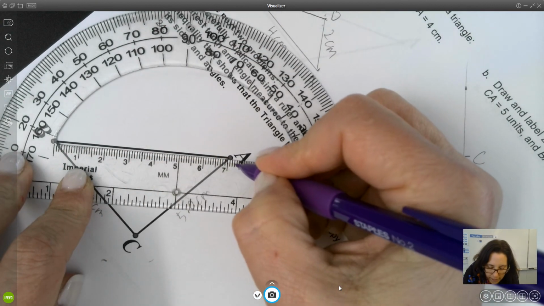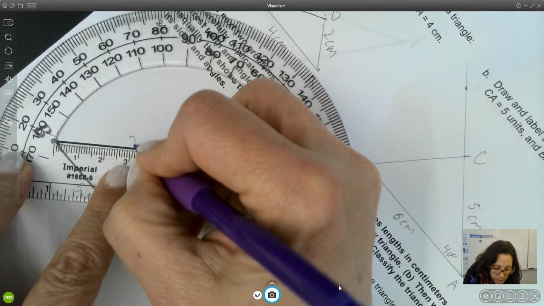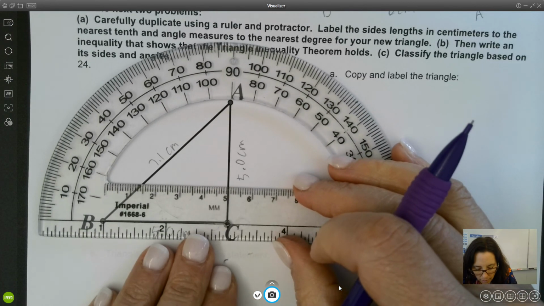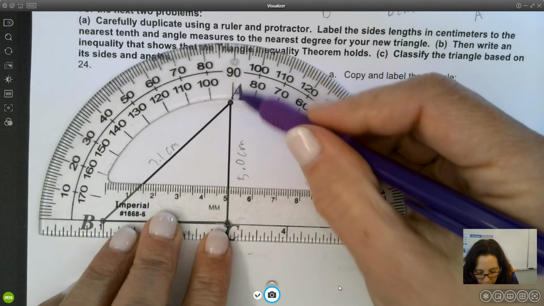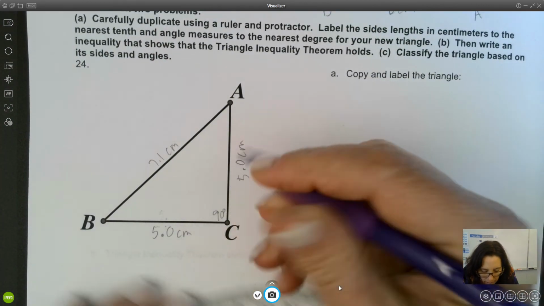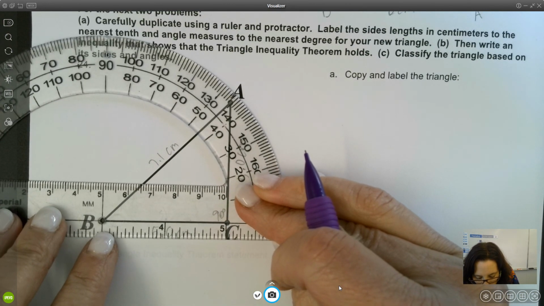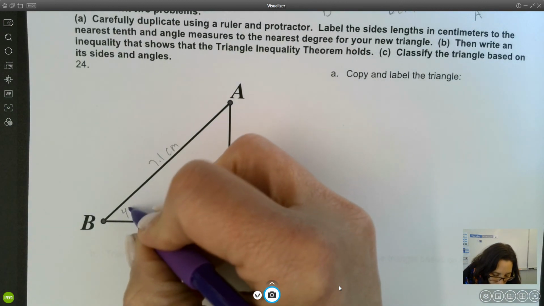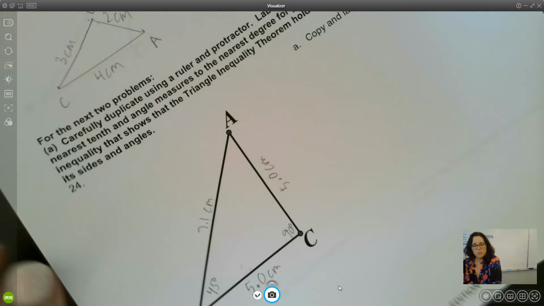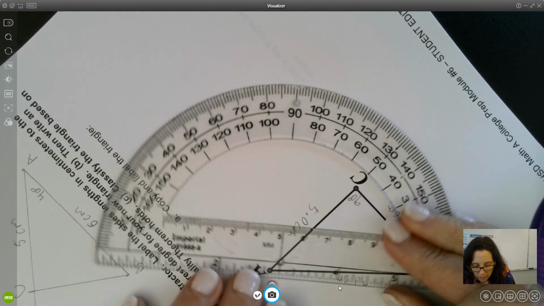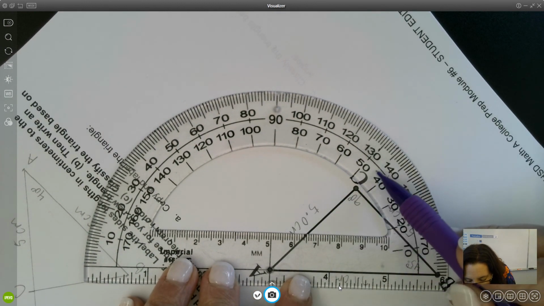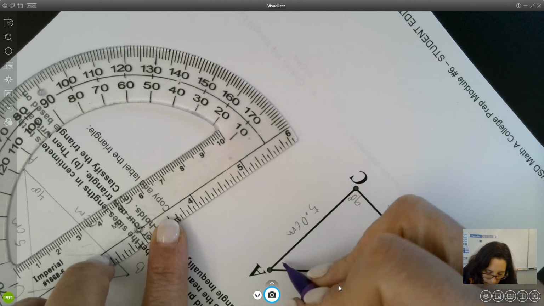7.1. You try to read to the middle of the dots. 7.1 centimeters. Okay, now for the angles. This is a straight up 90. This is a straight up 90. This one, 45. What do you think this one has to be then? Hopefully you're thinking 45. 45 right there. All right, so I've got all my measurements.